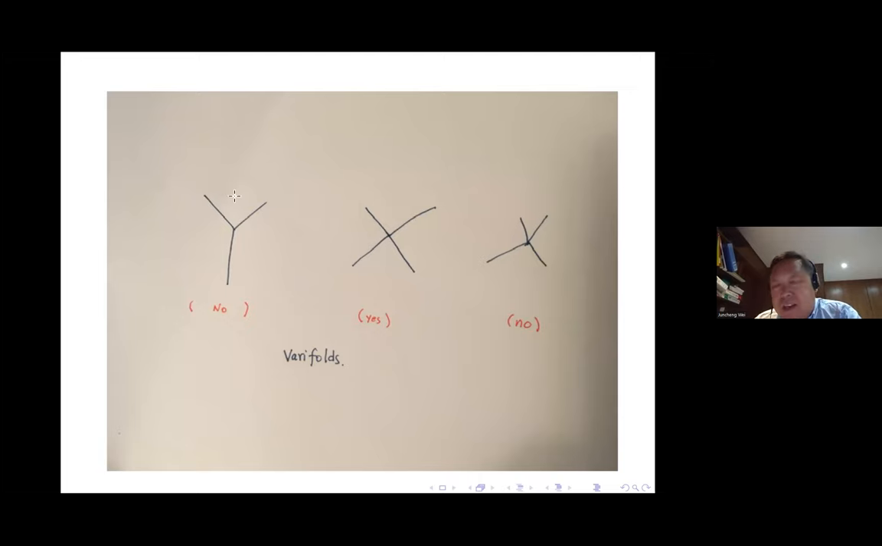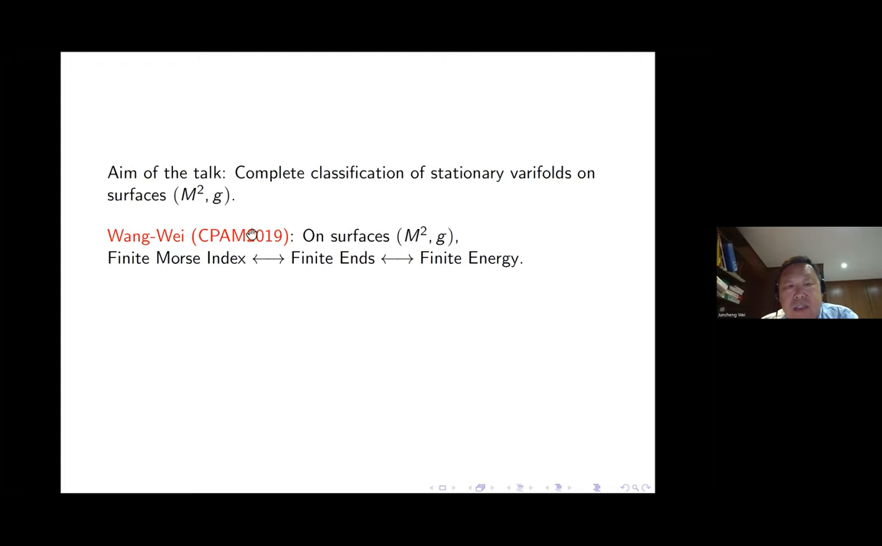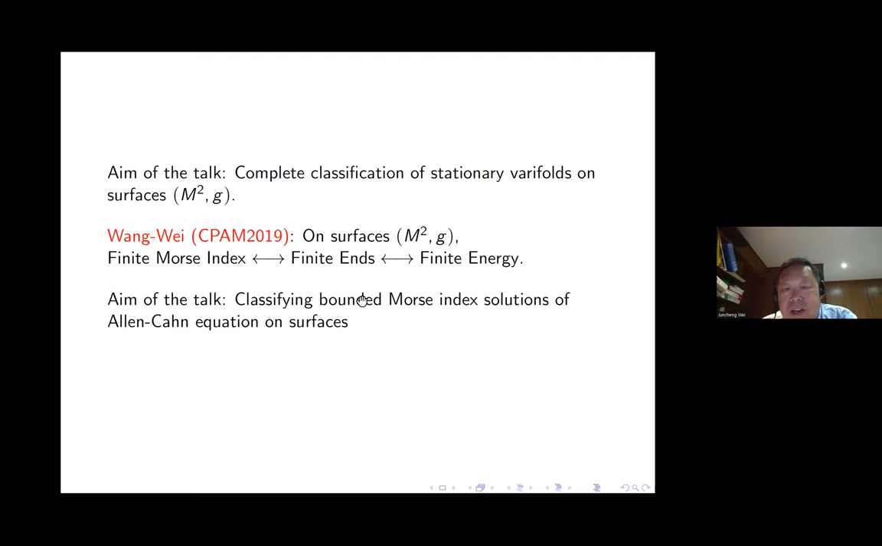Now, what I want to discuss today, as I wrote in this red line here, is that for some special Allen-Cahn, some of these phenomena will not happen. For example, the triple junction will not happen, and this type of quadruple junction will not happen. This is the result I'm going to discuss now. So what I want to discuss is the complete classification of stationary varifolds on surfaces. By the result of Wang and myself, we know that finite Morse index implies finite ends and implies finite energy.